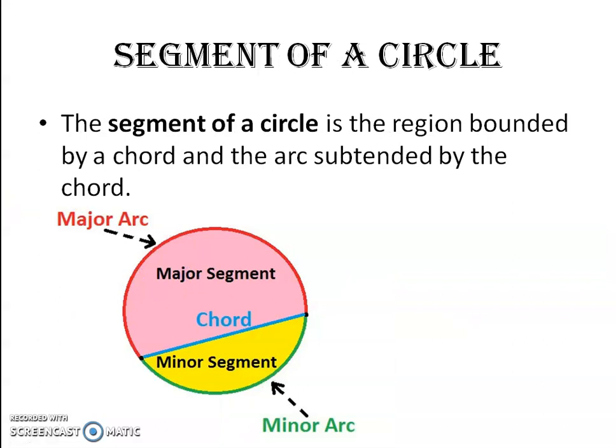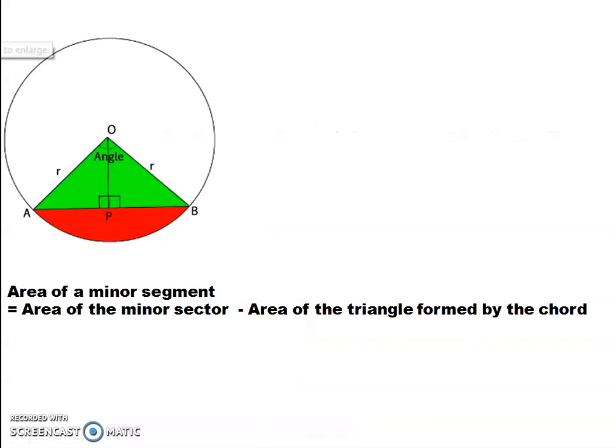Now, segment of a circle. The segment of a circle is the region bounded by a chord and the arc subtended by the chord. Okay? So, the major portion is known as major segment and the smaller portion is known as minor segment. Now, how will you find the area of a segment?